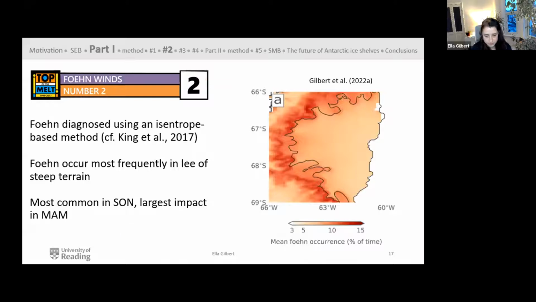So that's really good. Another thing is that we see most common Fern occurrence in the spring, but the largest impact on melt is in autumn, so March, April, May. And just as a point of interest, Fern are 27% more likely to occur in the inlets, so over here, versus ice shelf stations over here.